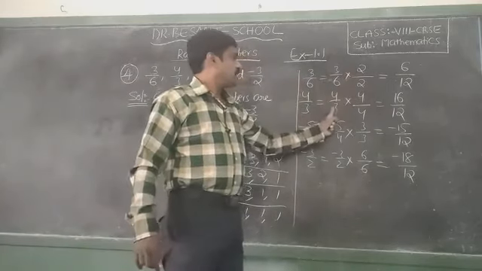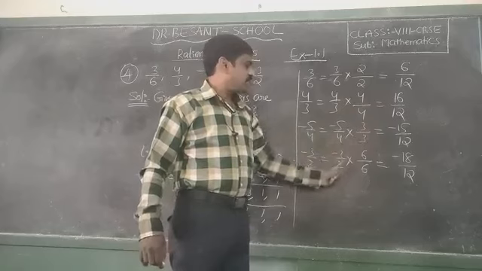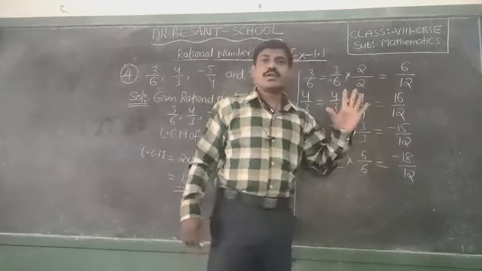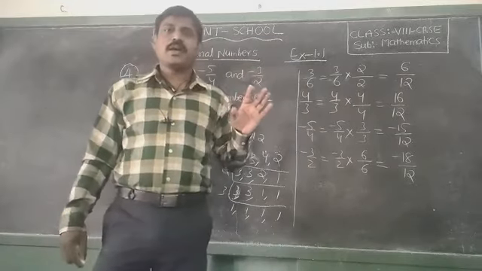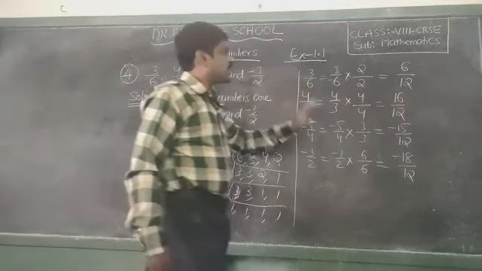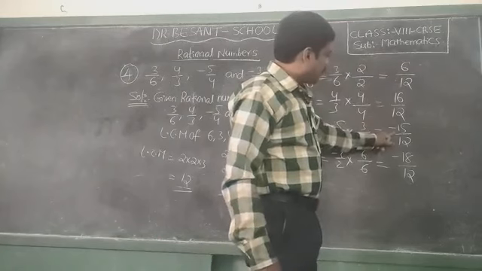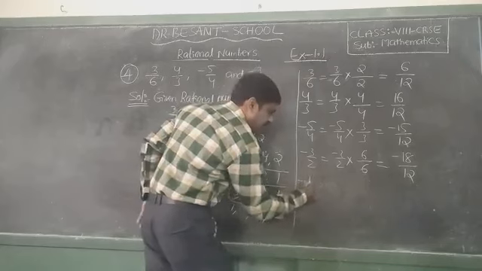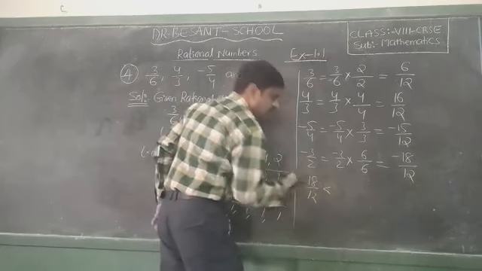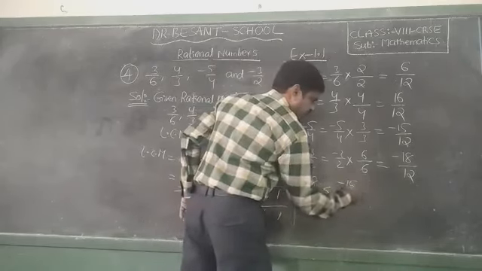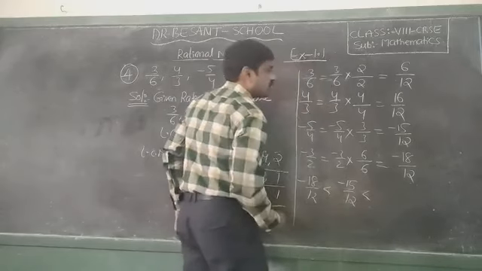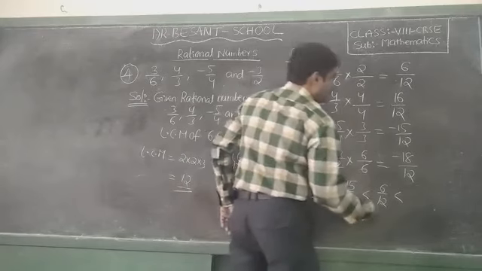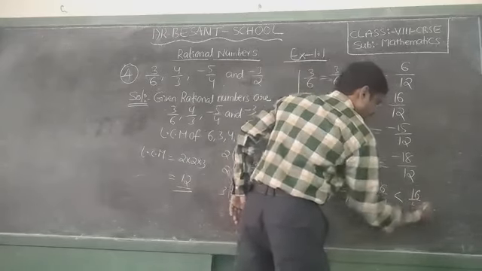6 2s are 12, 3 4s are 12, 4 3s are 12, 2 6s are 12. Now denominators are 12, 12, 12, 12. Now denominators are same. Now according to numerator we have to take a decision. See, smallest minus 18. Minus 18 by 12 is less than minus 15 by 12, which is less than 6 by 12, it is less than 16 by 12.